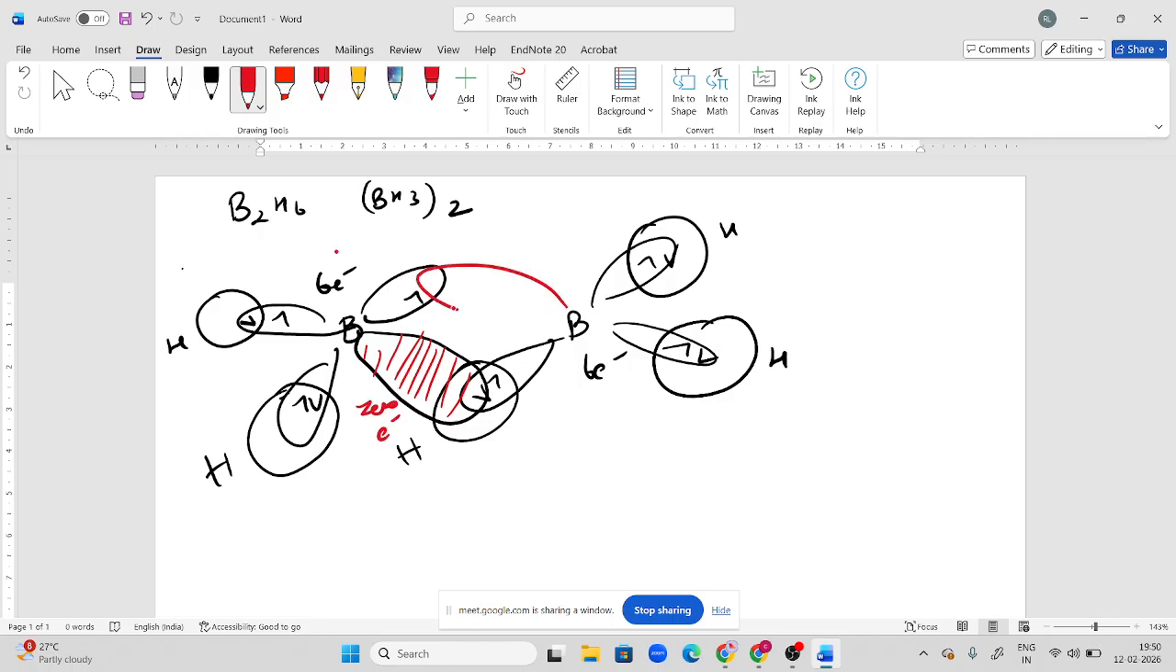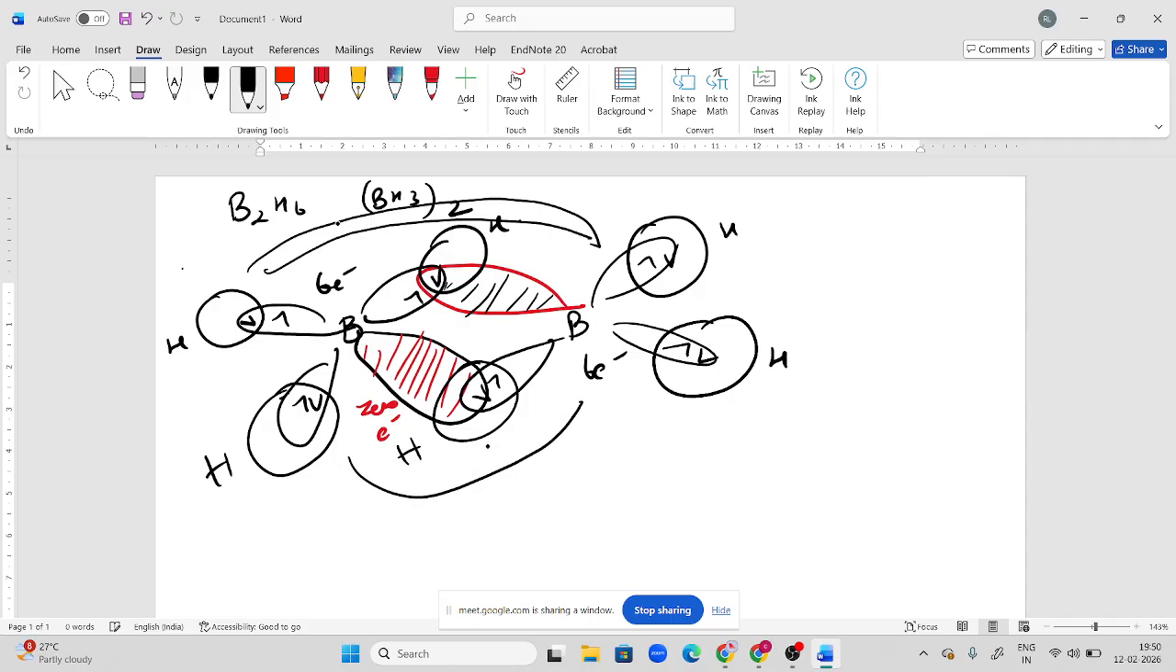Similarly, this boron. Here also one hydrogen came up. This boron also came up with no electron here. You can see now it has formed a banana bonding here. Just like a banana it is. So we call this banana bonding.